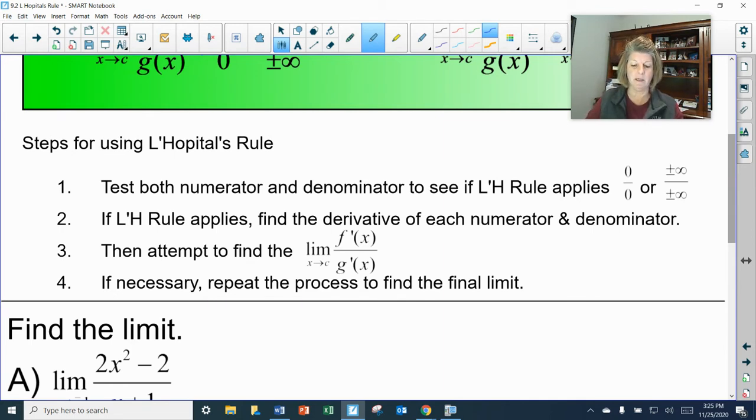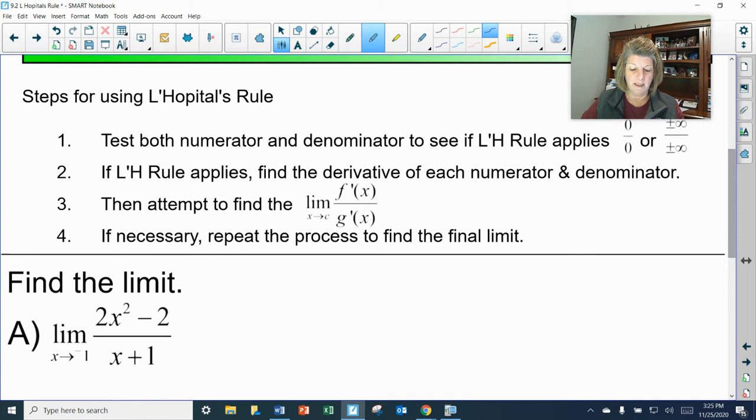Steps for using L'Hopital's. Test both the numerator and the denominator. Test them separately. So it's a lot of work to show the limits on them. We'll work through it one time like that, and then you can take some shortcuts. But I do want you to know how to do it for the AP exam.